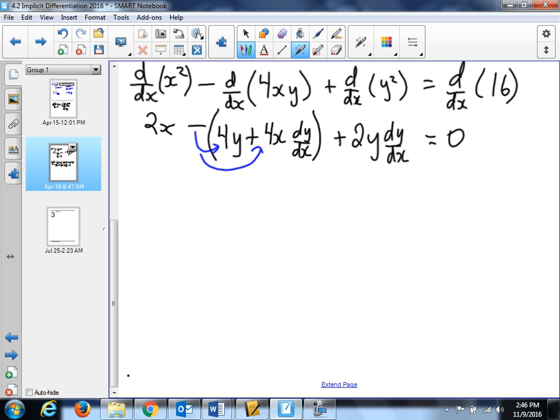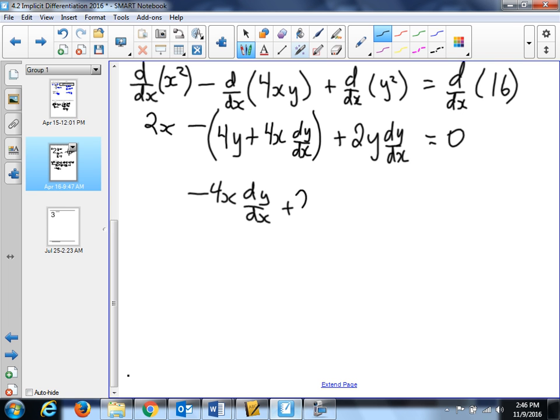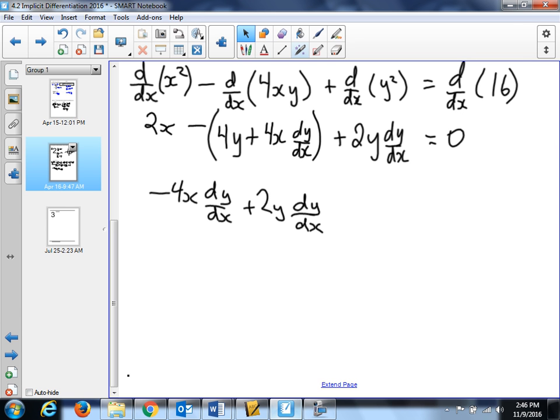So I'm left with, and I was going to skip another step, but I won't. Minus 4x dy by dx plus 2y dy by dx. I'm going to yank that over a bit. And then I am going to add 4y to the other side and subtract 2x to the other side.